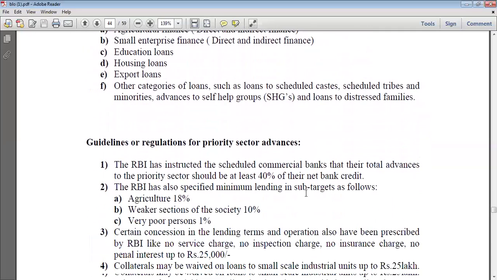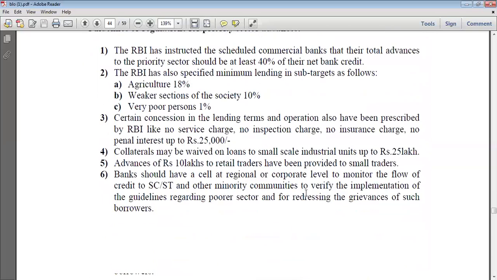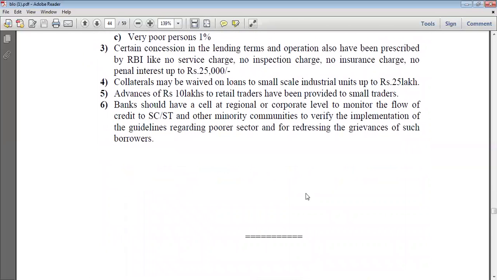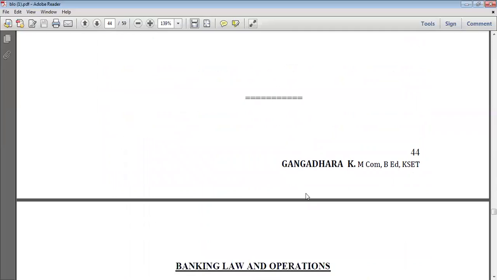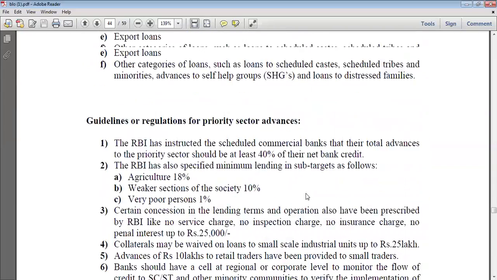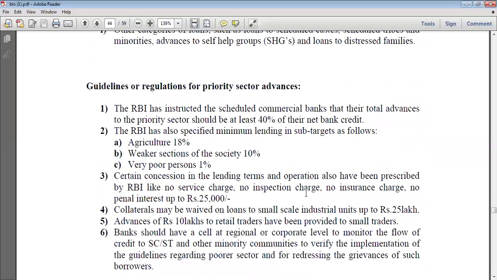Guidelines or regulations for priority sector advances. Basically, what are the guidelines that have to be provided? That also we have to take into consideration. So, what are the major guidelines to be provided for these priority sectors? Let us go one by one.